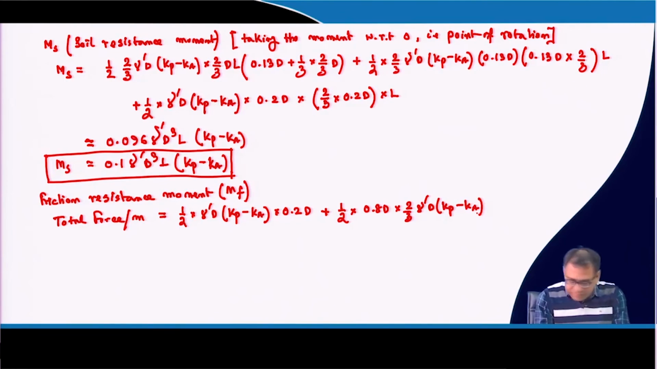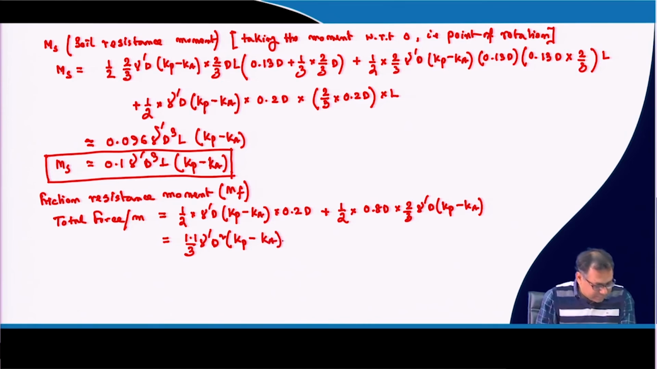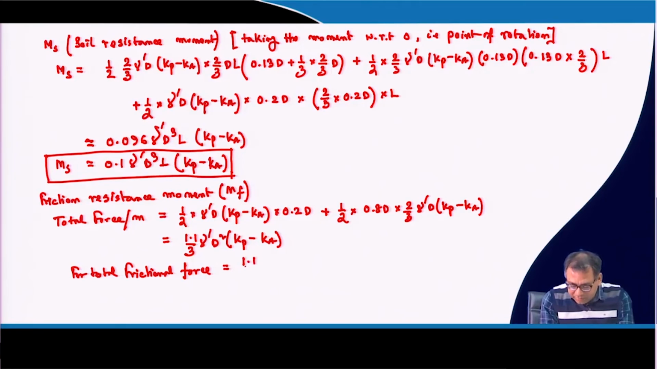Now, if I simplify this equation, this will be 1.1 divided by 3 gamma dash d square (Kp minus Ka). So, the total friction force, this was per meter, so you have to multiply by L. This is 1.1 divided by 3 gamma dash d square (Kp minus Ka) into L.